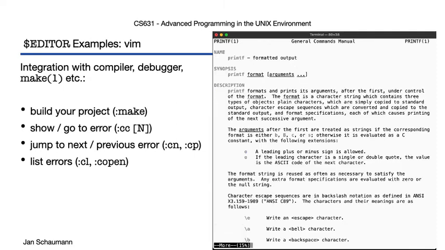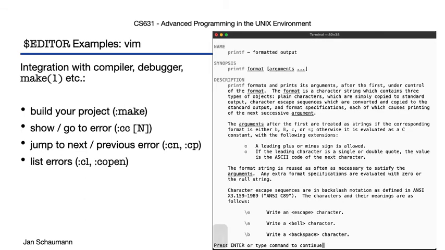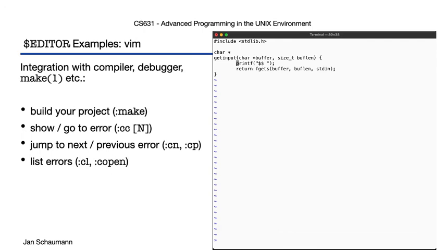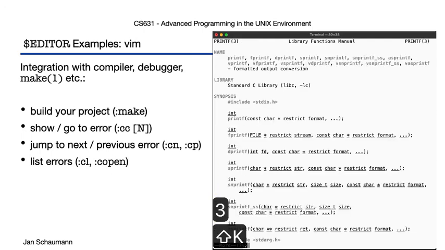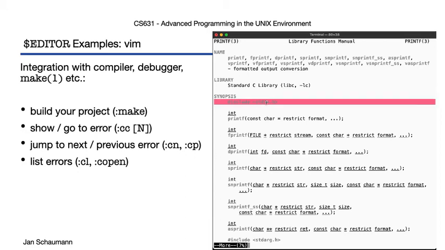Wait, that's printf, but it's the shell command, not the library function. That doesn't help us. Remember, shell commands are documented in section 1 of the manual pages, library functions in section 3. Let's exit this manual page view, and then try again, this time typing 3K. There we go. Now we're in section 3 of the manual pages and get the correct documentation of the library function, which tells us that we need to include the standard IO header.